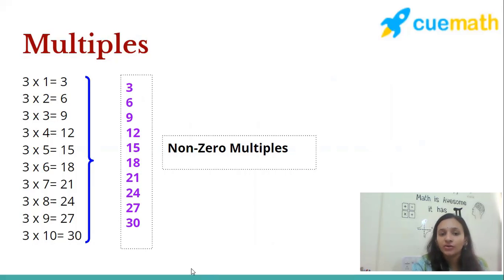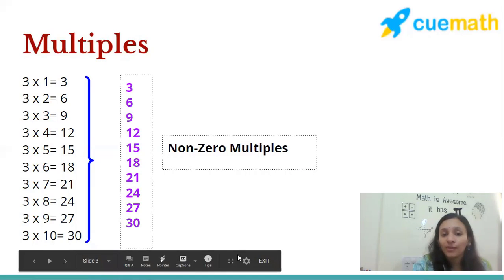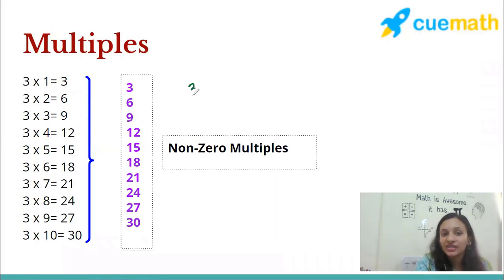Now why non-zero? 0 is also a multiple of 3, because 3 times 0 gives the answer 0. But here, are we starting with 0? We aren't. So starting with 3 and going beyond, all that you see in this multiplication table are the non-zero multiples of 3. So here we get the definition of what multiples are: it's the product of a number with another number. Here we are seeing all the multiples of 3.